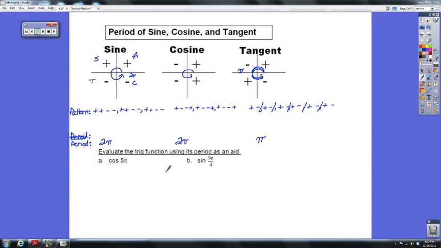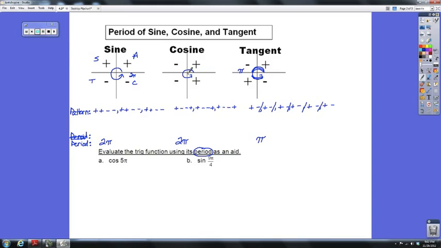Okay, let's try what we just did to evaluate some cosine or sine, some trig functions. Basically what's happening here is you're evaluating something that has gone around the circle more than one time, so you want to use the period as its aid. I want to find the cosine of 5 pi.